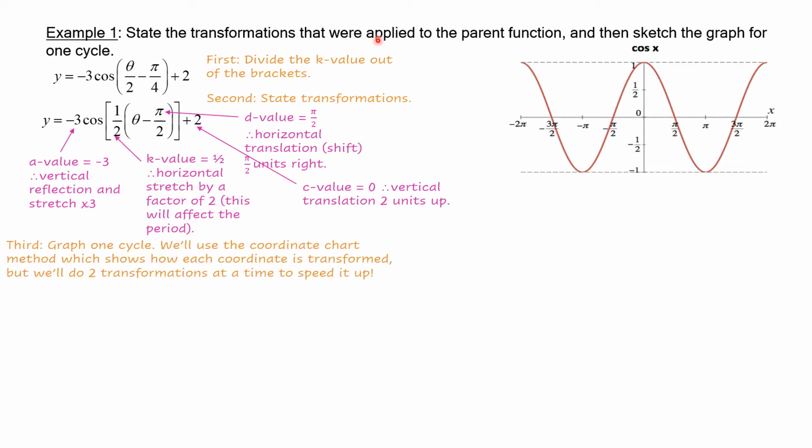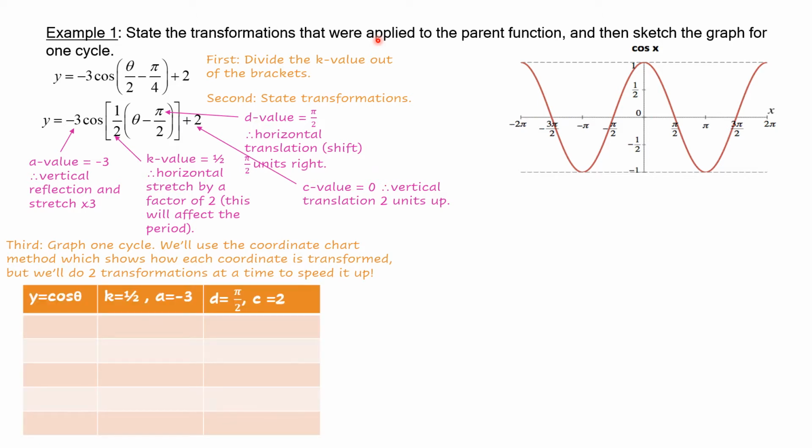But now we have to graph it. So the third step is to graph one cycle. We're going to use a coordinate chart. So we're going to use a chart, and this is one way to do it. There are many ways to graph, and I'm just reviewing one of the methods here. But this chart is good because it shows how each coordinate is transformed, but we are going to speed it up a bit by doing 2 steps at once.